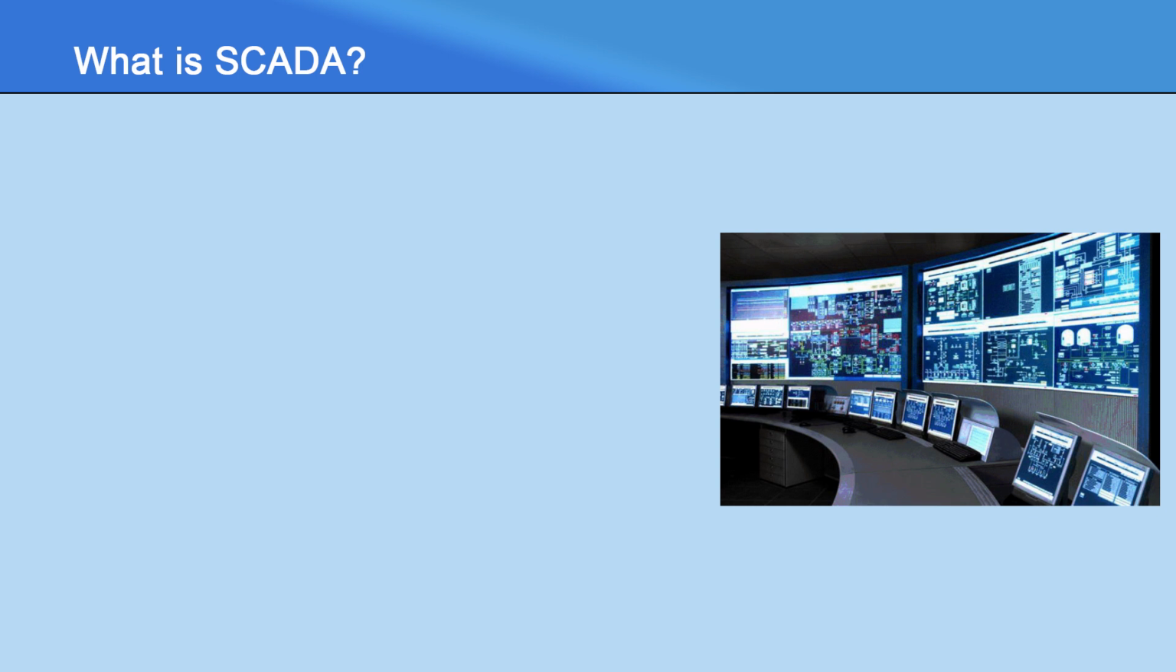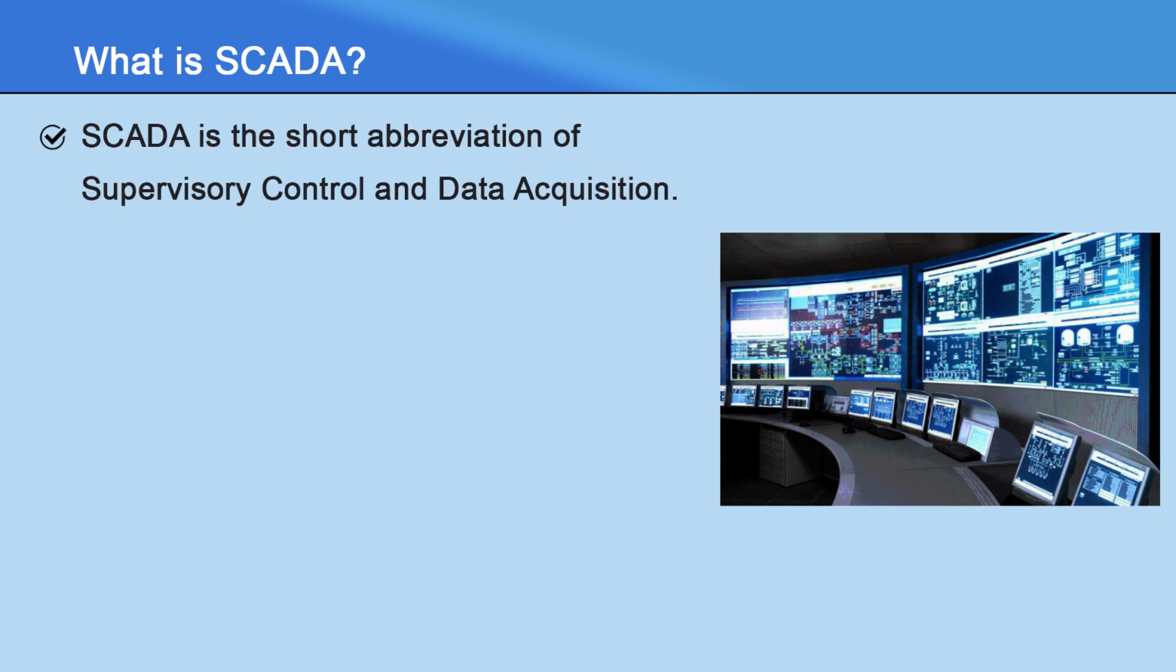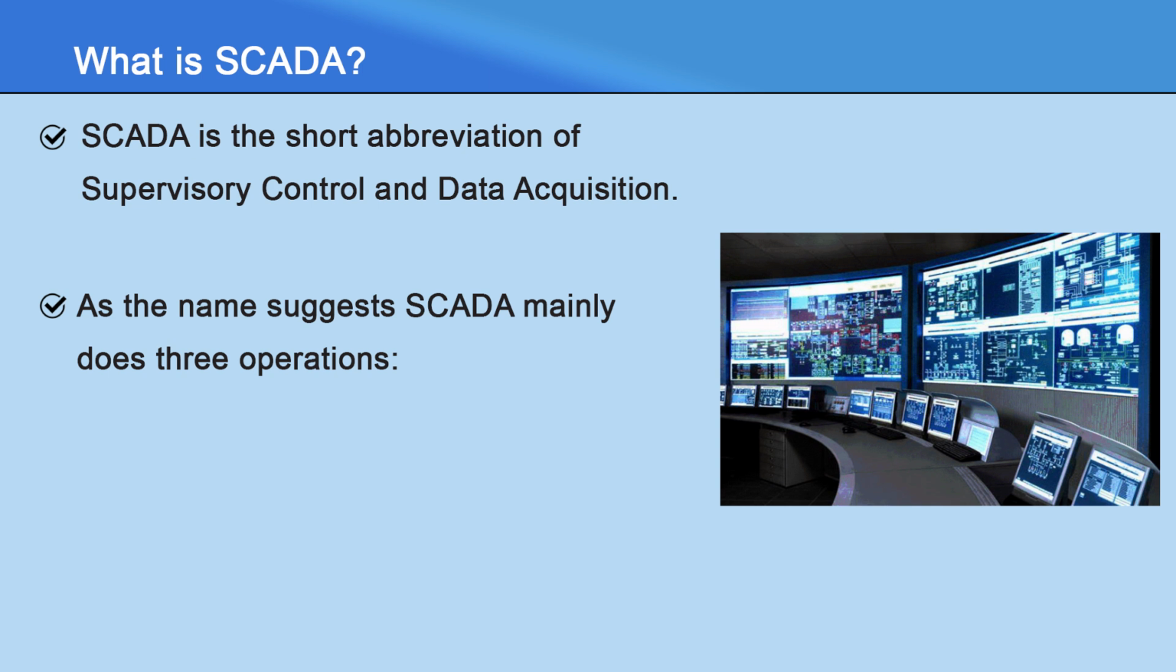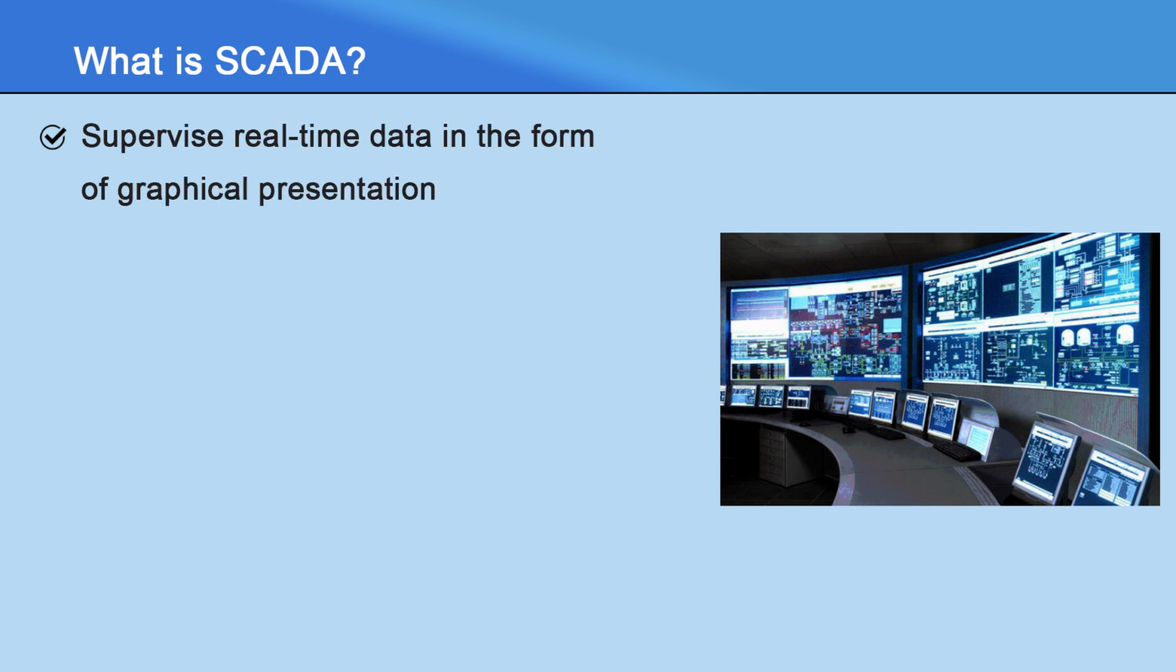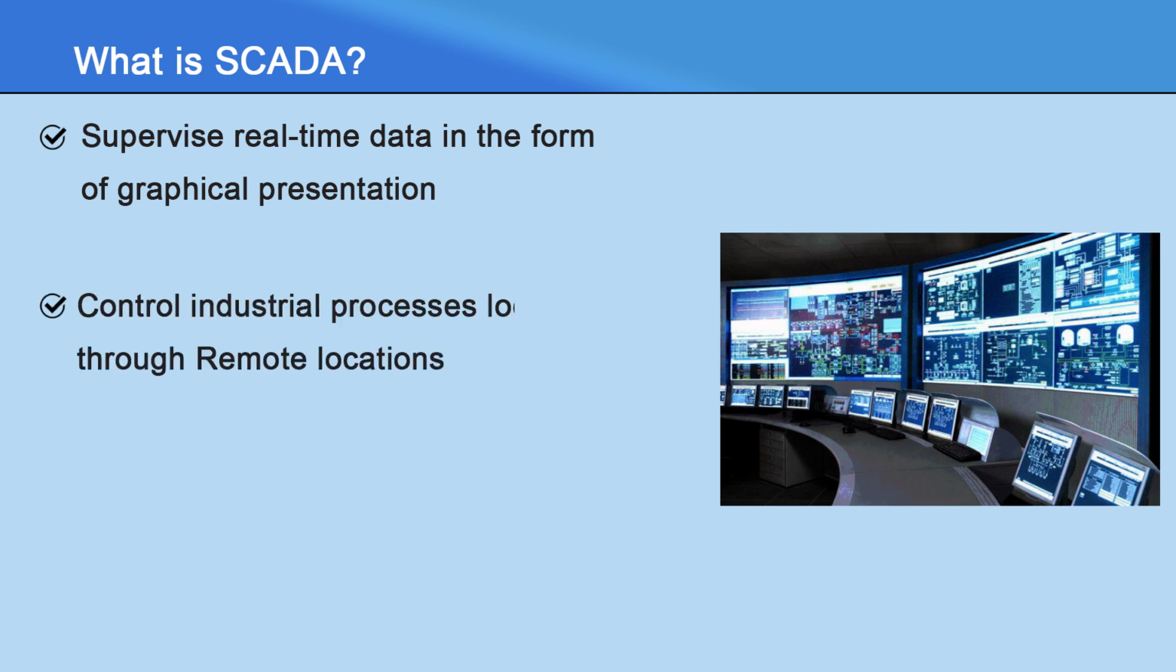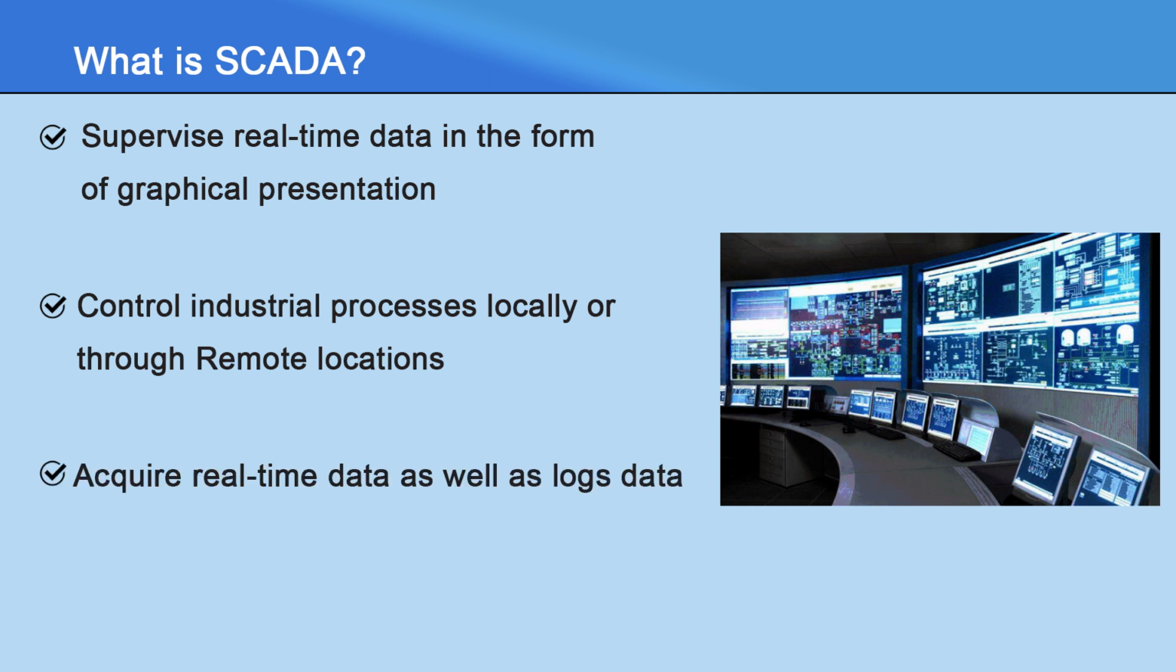Now we will discuss what is a SCADA. SCADA is a short form of Supervisory Control and Data Acquisition. As the name suggests, the SCADA mainly does three major operations. First, supervise the real-time data in the form of graphical presentation. Second, control the industrial processes locally or through remote locations. Third is to acquire the real-time data as well as log data and to analyze it.